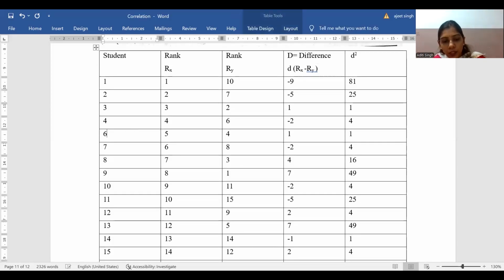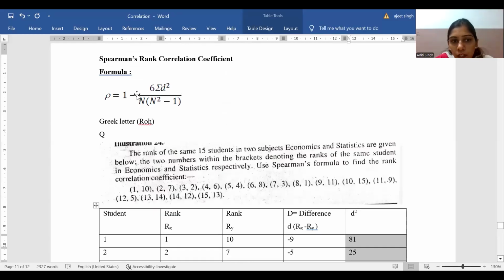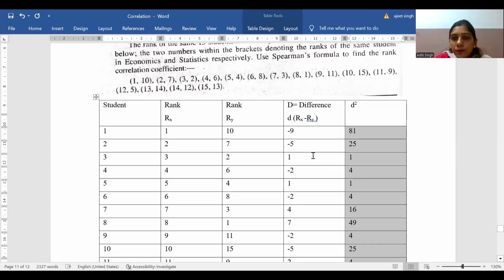Okay, so there is a mistake here. 5, 6, 7, 8, 9, 10, 11, 12, 13, 14, and it's 15. So now we have to calculate the sum of D square so that we can put the value here in the formula. So let's calculate the sum first.